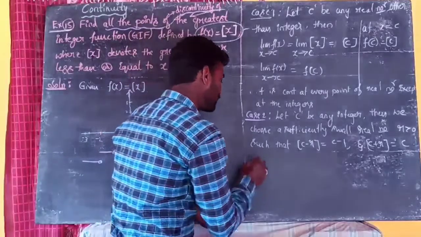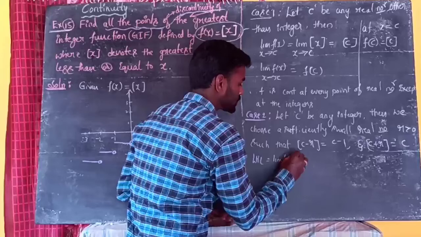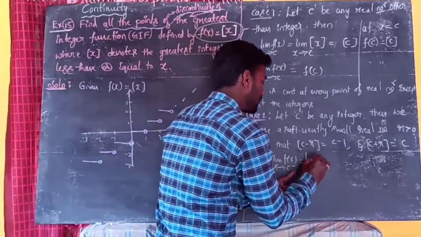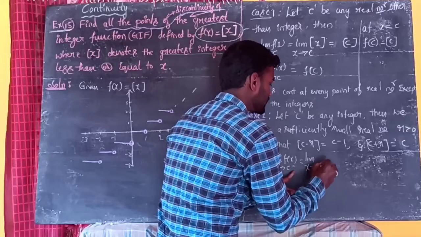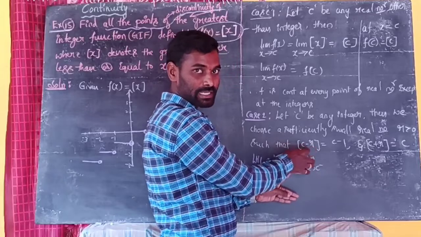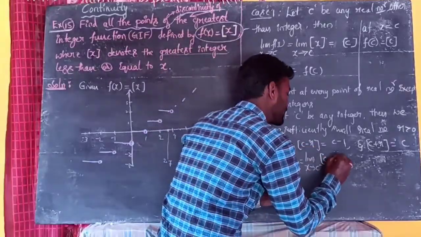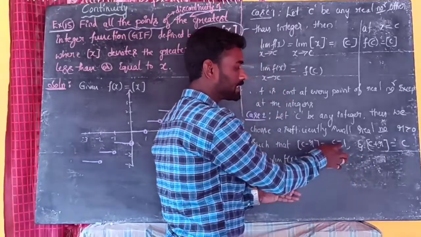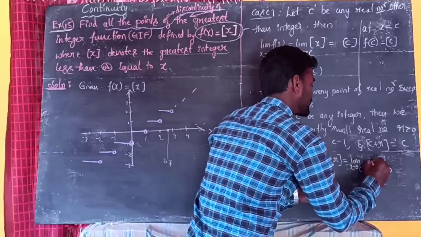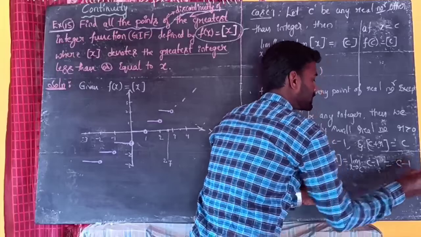Now by left hand limit, limit of f of x as x tends to C minus, that means when x is less than C. C minus R is less than C, so when x is less than C, our function is greatest integer of C minus R, that is C minus 1. Limit as x tends to C minus is C minus 1. Greatest integer of C minus 1 is C minus 1 only.